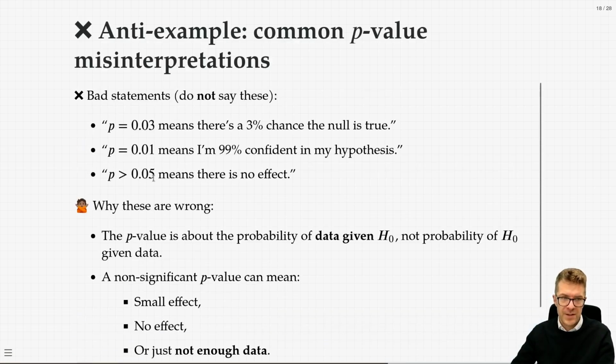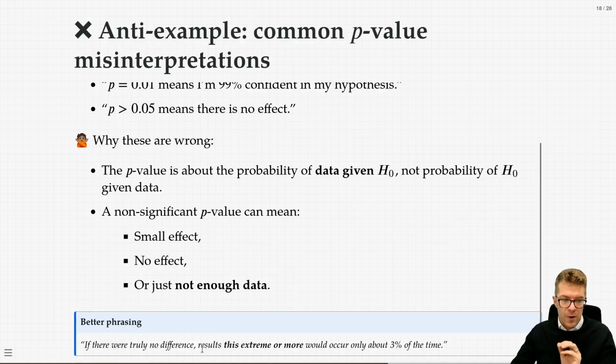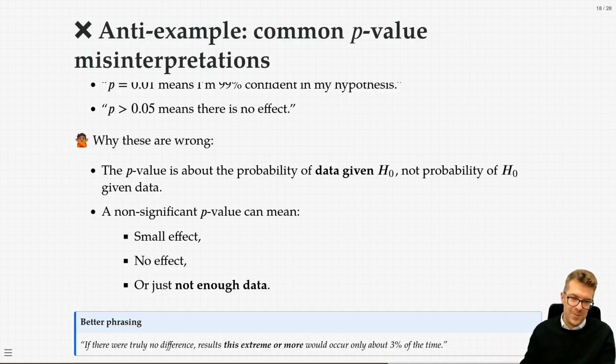So the better phrasing here is, if there were truly no difference, results that are this extreme or more extreme than what I've observed in this new sample would only occur 3% of the time, and that's all I'm going to say, right? So it seems very rare, but I'm not making any strong claims beyond that.